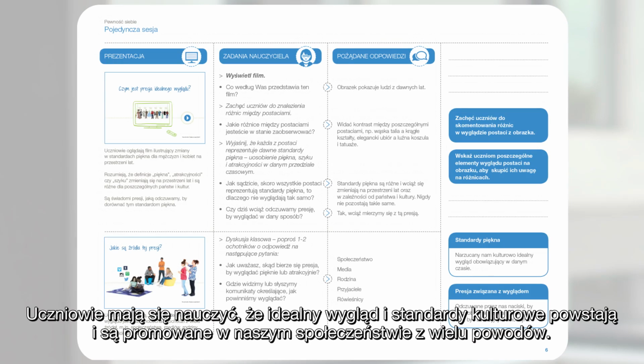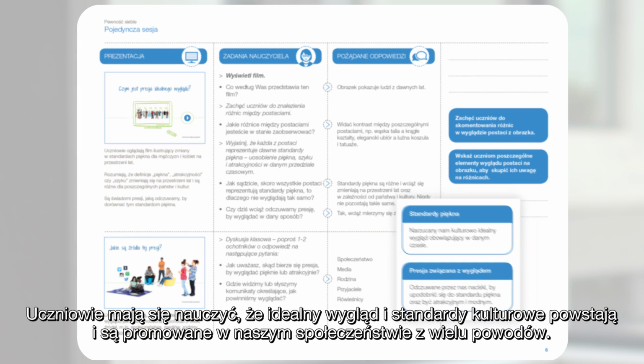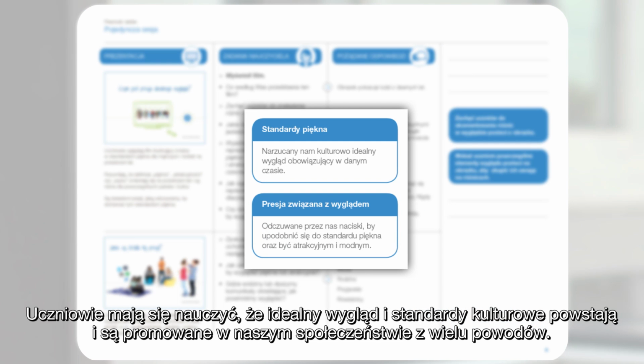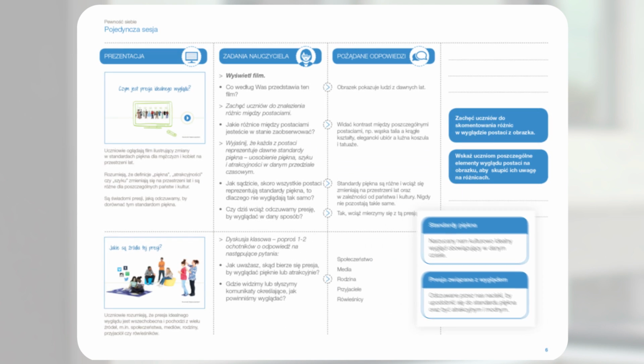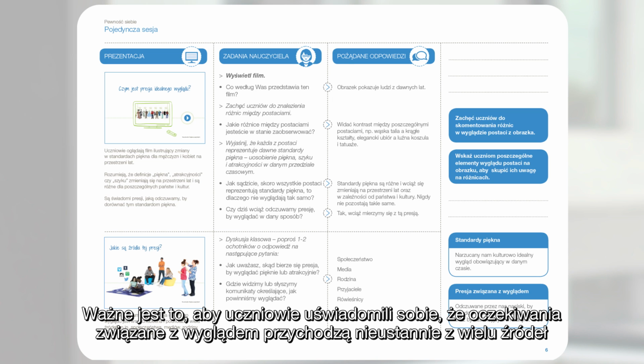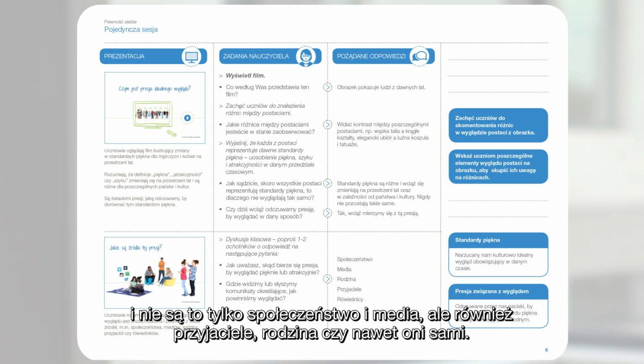The key objective here is that students learn that appearance ideals are cultural standards that are developed and promoted in our society for a variety of reasons, and should understand that they do not prescribe an ideal way to look. It's also important that students recognise that pressures to look a certain way come continuously from multiple sources and not only include society and media, but also friends, family, and even themselves.